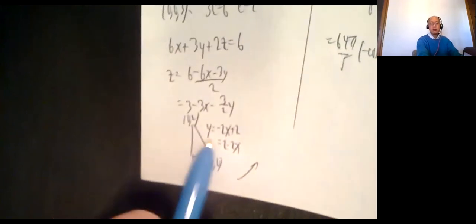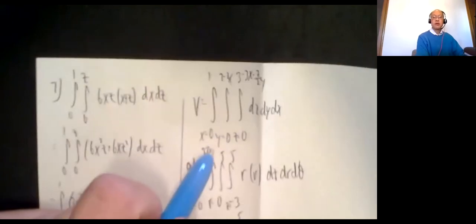So z goes from 0 to that. y goes from 0 to that. And x goes from 0 to 1. So here we are. Volume is the integral from 0 to 1, y goes from 0 to 2 minus 2x, z goes from 0 to 3 minus 3x minus (3/2)y, of dz dy dx.